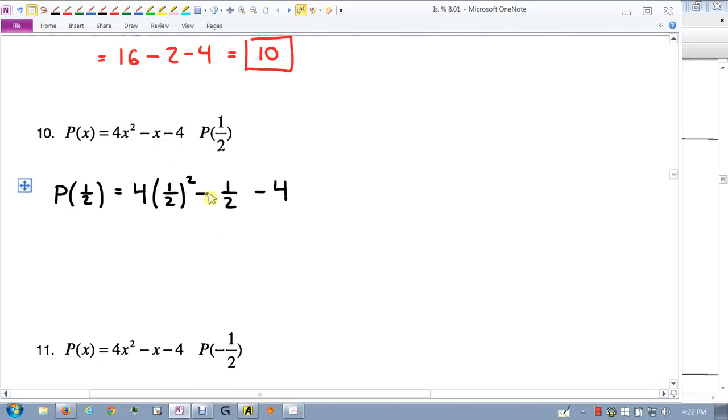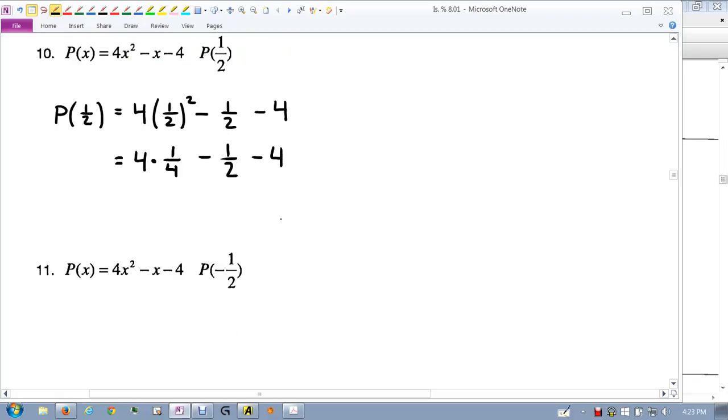Should I have put parentheses around the 1/2 right here? See on that one, the x, did I need it? I didn't need it. I mean, would it hurt to put it? No, but you don't need it. Now, you have to have the 1/2 here in parentheses because you need to make sure that you're going to square it first, not multiply these. So what's 1/2 squared? 1/4. So this is really 4 times 1/4 minus 1/2 minus 4. 4 times 1/4? 1. 1 minus 1/2 minus 4.